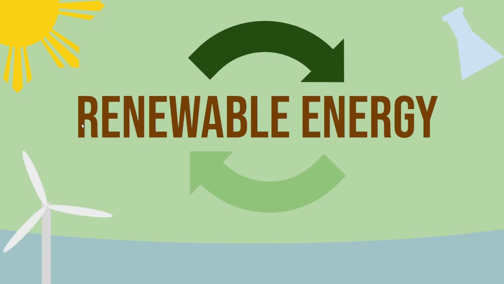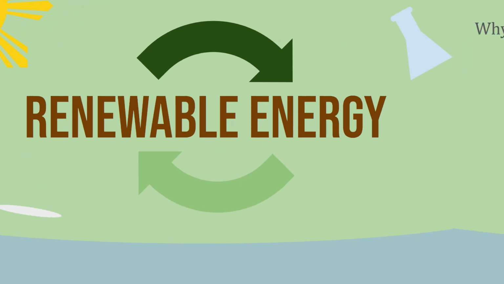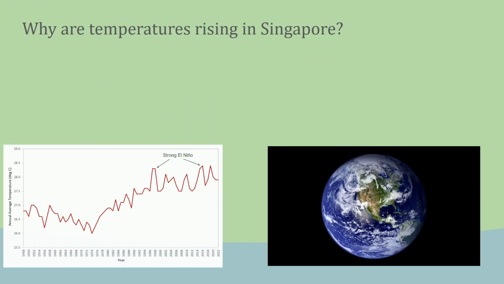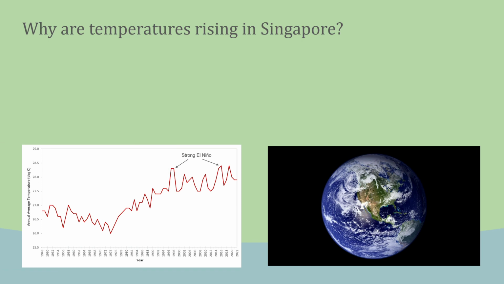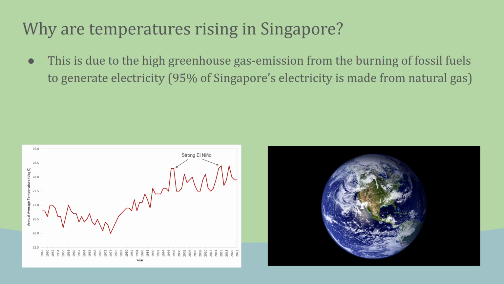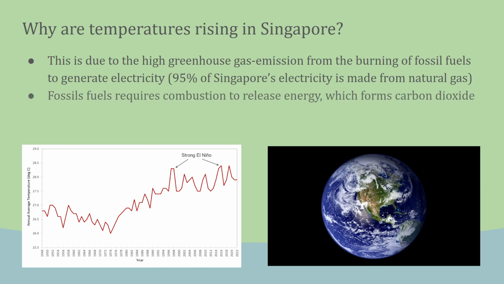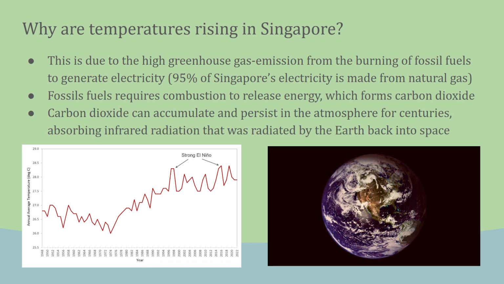Today, we will be presenting about how renewable energy can potentially reduce the increasing temperature in Singapore. A key reason for the escalating temperatures is the high greenhouse gas emission from the burning of fossil fuels to generate electricity. In Singapore, 95% of electricity is produced using natural gases. Methane in natural gases requires combustion, forming water and carbon dioxide. Carbon dioxide can accumulate and persist in the atmosphere for centuries, absorbing infrared radiation that was radiated by the Earth back into space, hence contributing to increased temperatures in the Lion City.